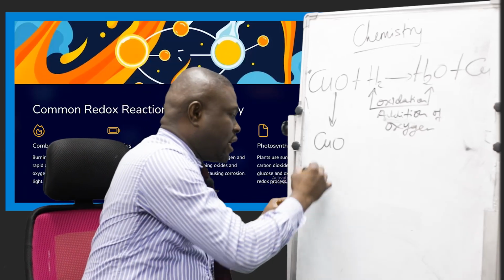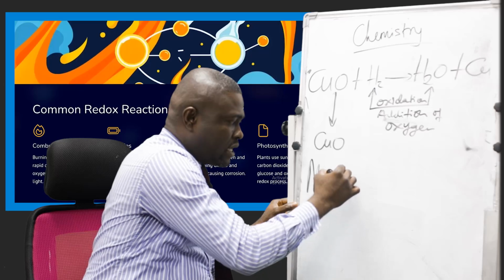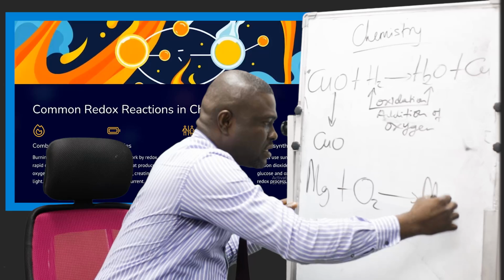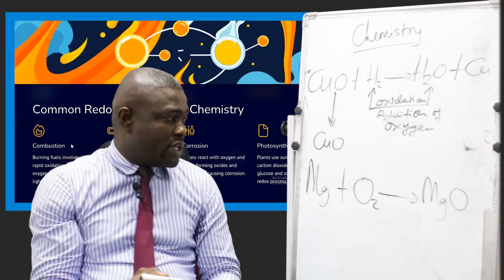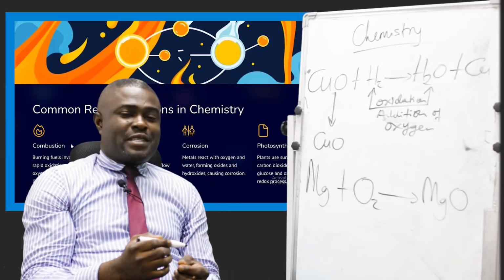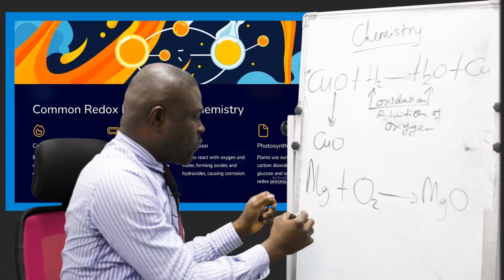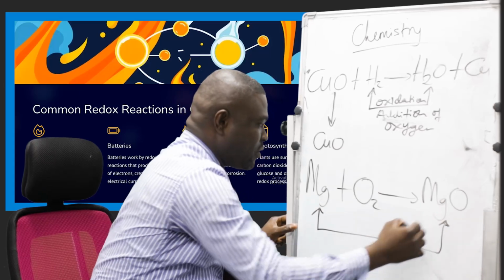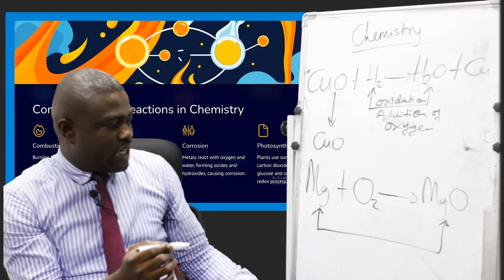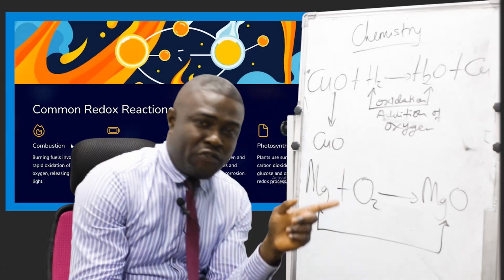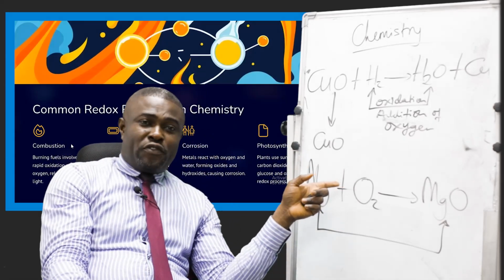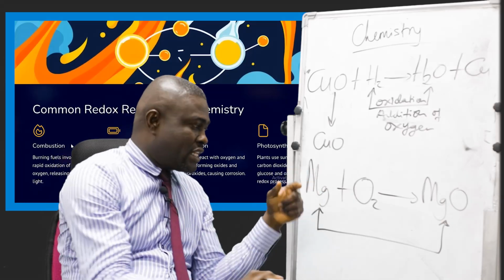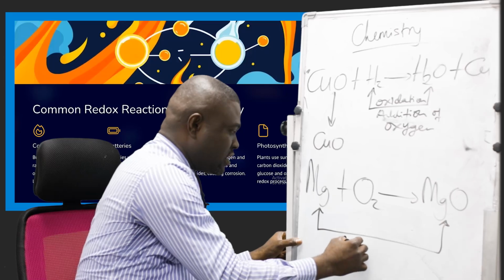This is experienced when a combustion reaction takes place. A situation where magnesium, Mg, bonds with oxygen to give magnesium oxide. What have you observed? The reaction started from magnesium and landed at magnesium oxide. Can you see what happened? It's a combustion reaction, but it involves addition of oxygen to magnesium. That means from magnesium to magnesium oxide is addition of oxygen.